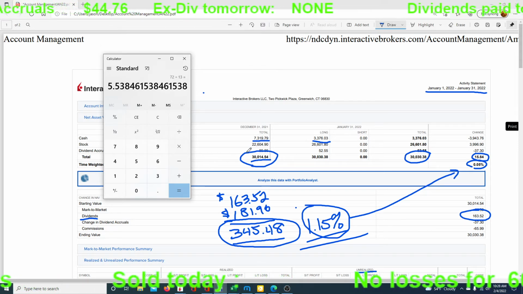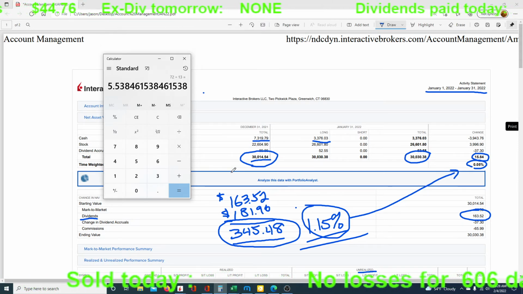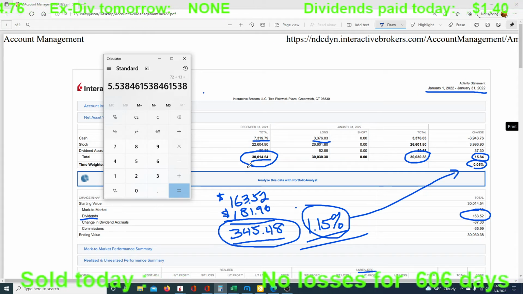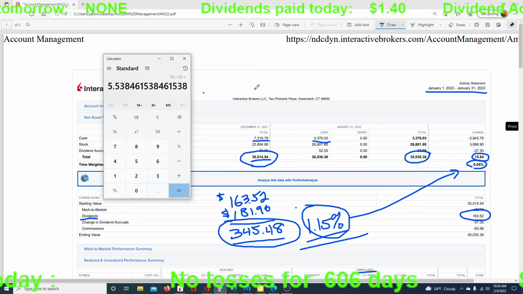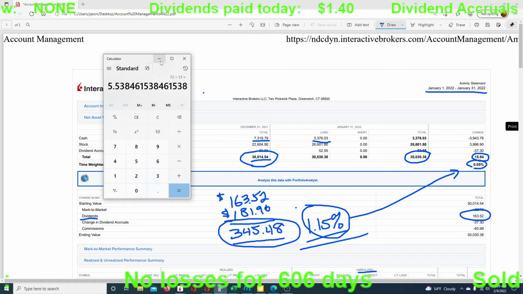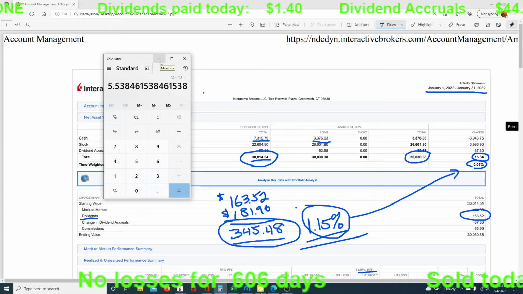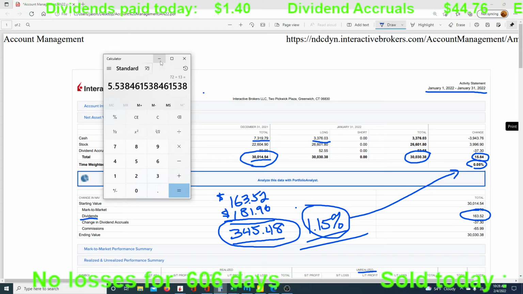We're not adding any money to this account. This is strictly for educational purposes to show you that you can grow money without adding money. But you've got to understand how to manage your portfolio, how to manage money. The most important thing is knowing how to manage money. Picking the stocks is the easy part.